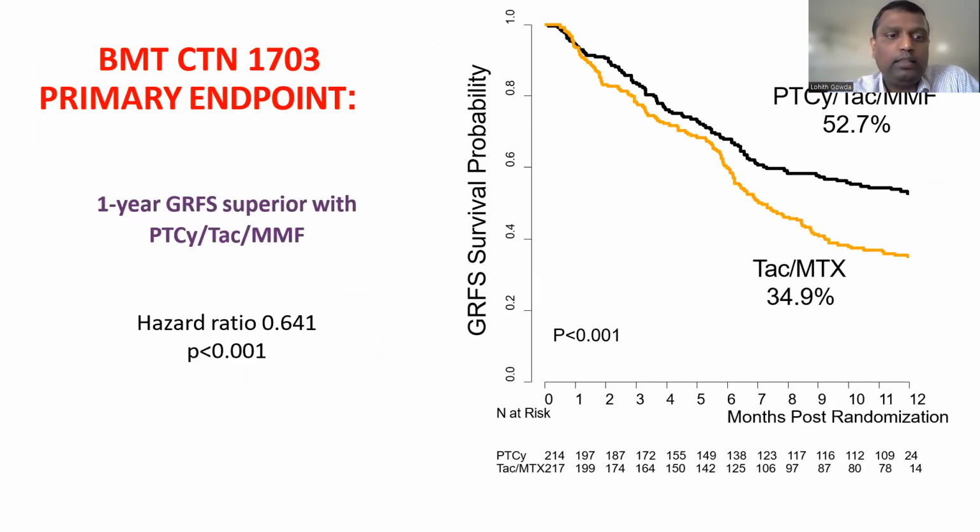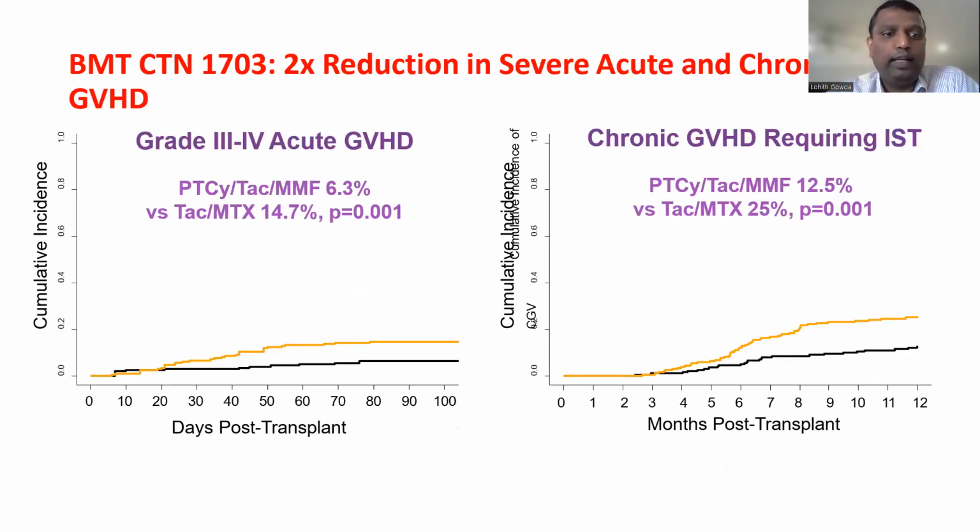The 1-year graft versus host disease relapse-free survival was superior with the post-transplant cyclophosphamide, as has been shown here, with a hazard ratio of 0.64. The rates of grade 3 to 4 acute GVHD were 6.3% versus 14.7%, suggesting post-Cy is able to decrease graft versus host disease.